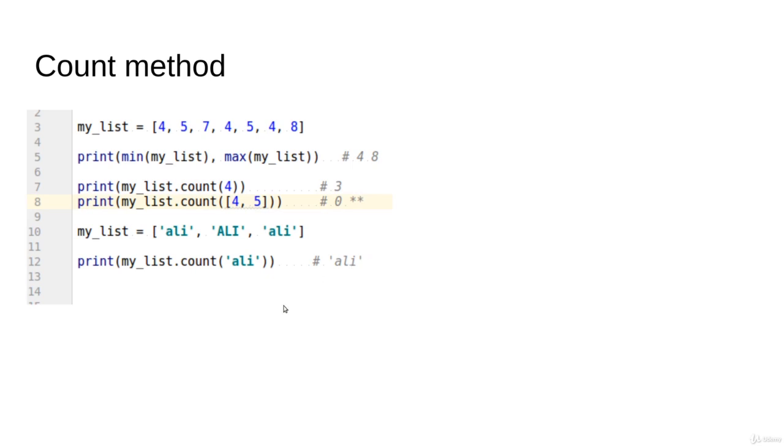The count method, as its name says, simply counts how many items, how many objects exist. Forget about this line for now. .count of 4 will give you 3, as there are three 4s. Now it's a mistake to give it a list like that, thinking it is going to find a list like 4 and 5. This will not happen. It's actually searching for an item that is itself a list. If you have my list of Ali, Ali, Ali, but this one is capital and you are counting the small Ali, the count will be, sorry, it should be 2, this one and this one.